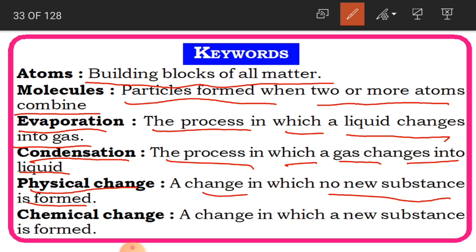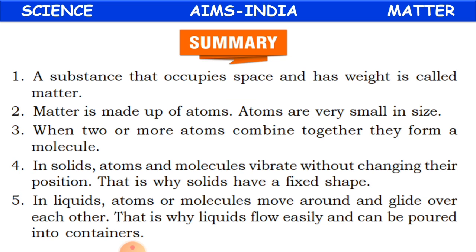And chemical change is a change in which a new substance is formed. See, if you burn a paper, what is remaining? You will get some ash. Here you got a new substance, that is ash. So this is called chemical change. Clear children? Now, let us have a quick summary.